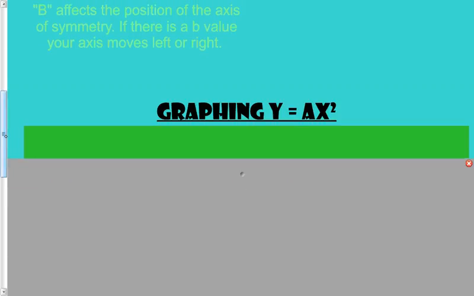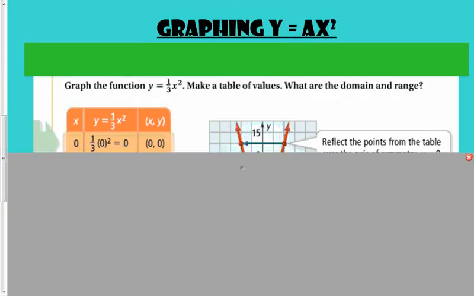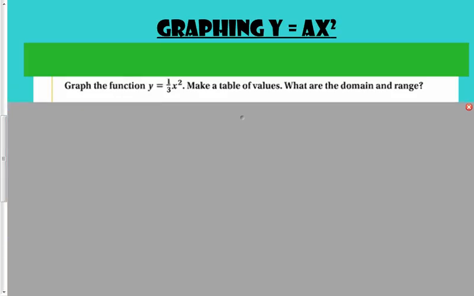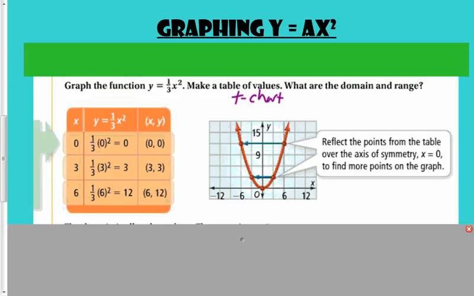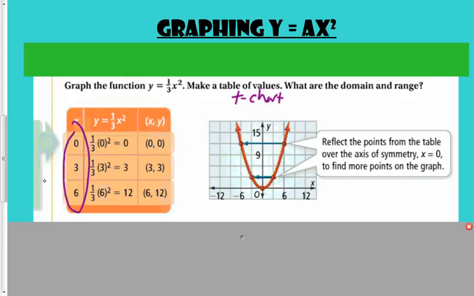So let's graph the function ax squared. All right, we have 1/3 x squared. We're going to make a table of values. That's a t-chart. And find the domain and range. So it's up to you what x values you want to choose. I choose, like was chosen in this example, ones that'll work nicely with the example itself.